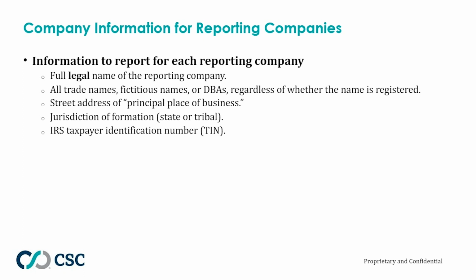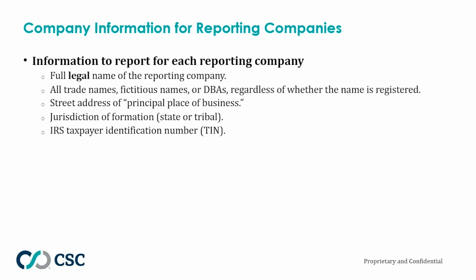It has to report the street address of the principal place of business for the entity. A P.O. box or a virtual mailbox isn't going to work. It has to report the jurisdiction in which it was formed, typically like that it's a Delaware corporation, or maybe that it was formed under the law of a federally recognized Indian tribe. And finally, it has to report its IRS taxpayer identification number.